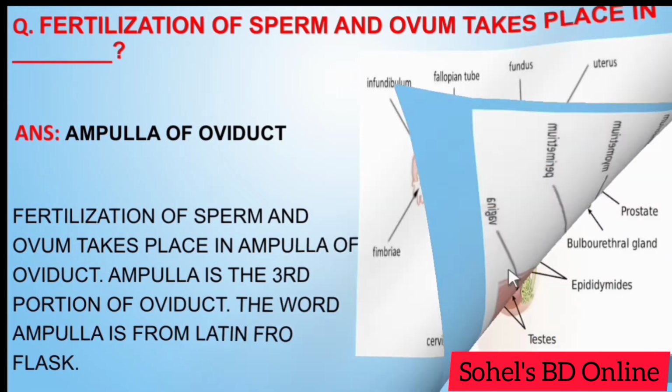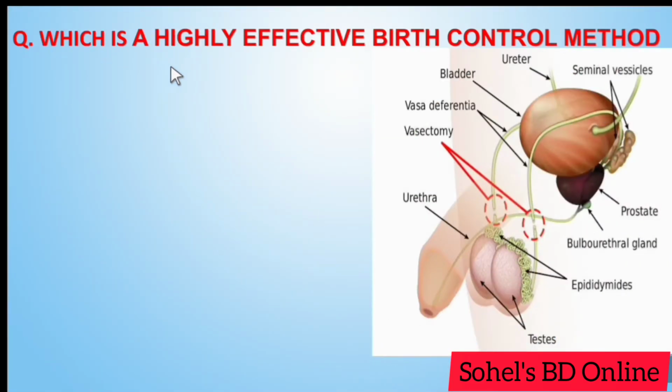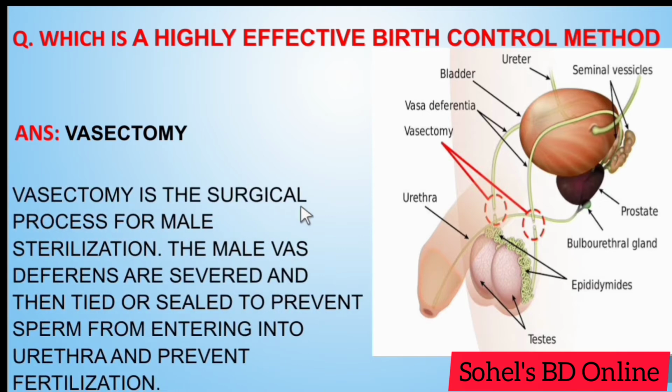Next, which is a highly effective birth control method? Answer: vasectomy. Vasectomy is the surgical process for male sterilization. The male vas deferens are severed and then tied or sealed to prevent sperm from entering the urethra and prevent fertilization.